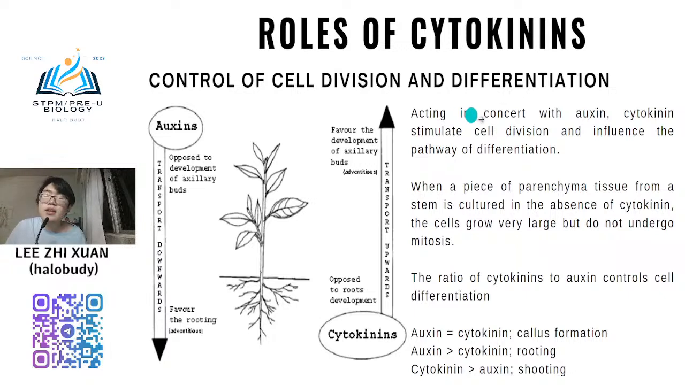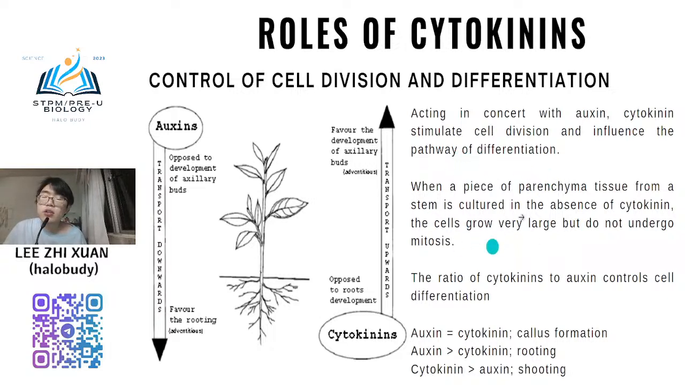So normally cytokinin will be added in with the auxin one. It is like an older brother and younger sibling. If there is auxin, there is definitely cytokinin. They will collaborate with each other. So cytokinin stimulates cell division and influences the pathway of differentiation.